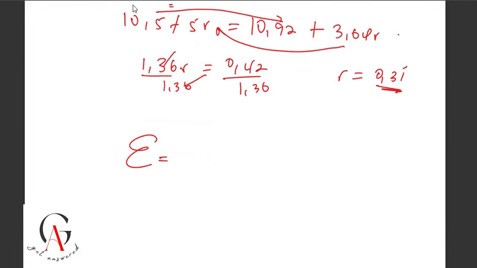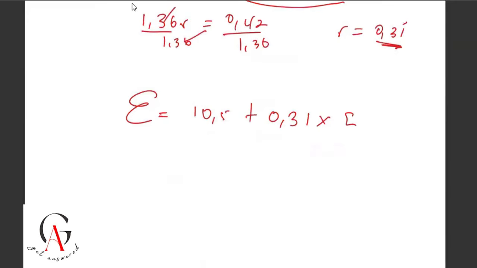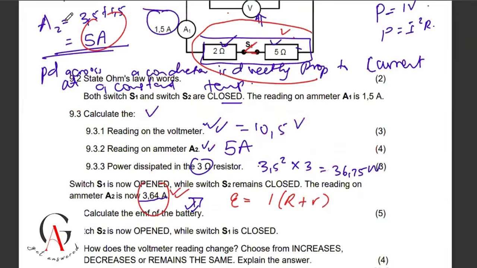So the EMF is going to be the 10,5 plus 0,31 multiplied by 5. 10,5 plus that is 12,05 volts. So that is how I would have obtained my EMF for the 5 marks.